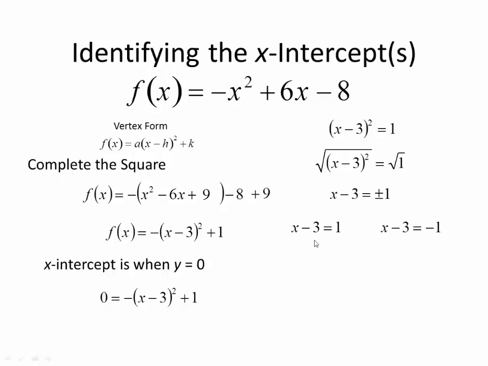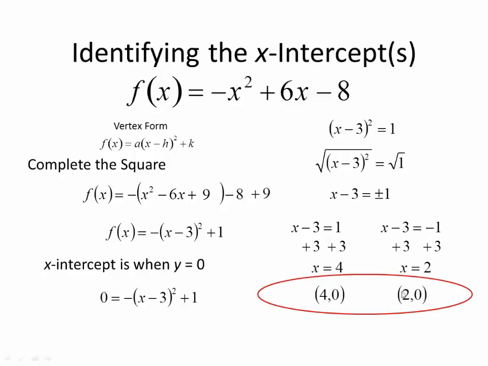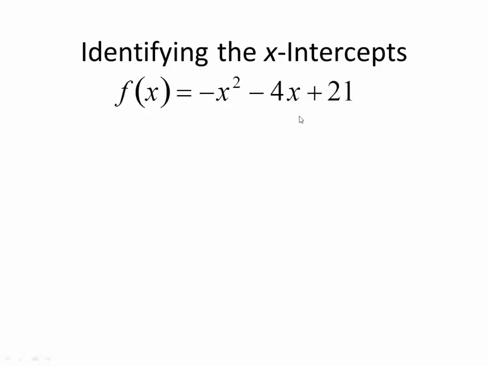How do we finish solving this? Add 3, and then we get 2 x-intercepts. One at 4, comma 0, and one at 2, comma 0, because we made the y 0 over here. Okay. Now here's one for you to try. Pause this. When you're done, come and check your work.